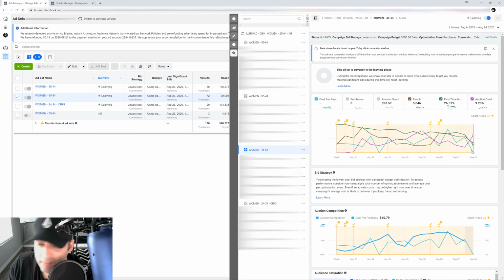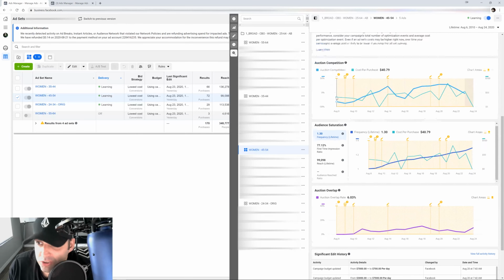What does that mean? That means that I'm using many different audiences, and due to those audiences overlapping in the auction, right, I'm fighting against myself. I'm bidding against myself. So it's really good that you really take a look at these charts right here to see what's going on. So that's one thing, your bid strategy, your cost per purchase, right? Right here's your auction competition.